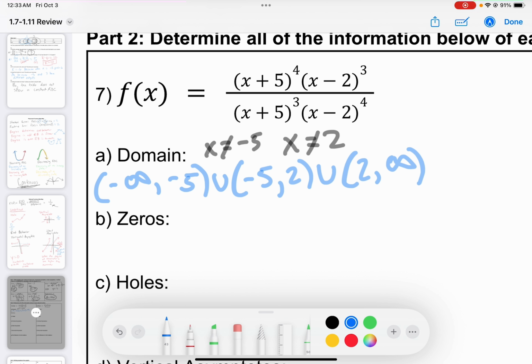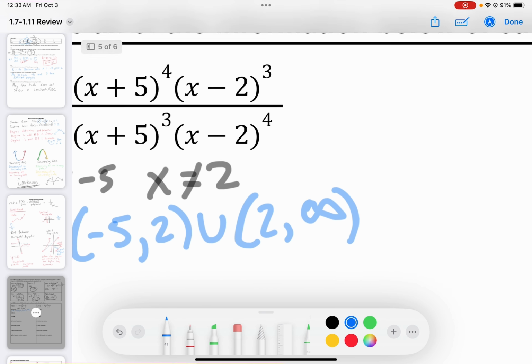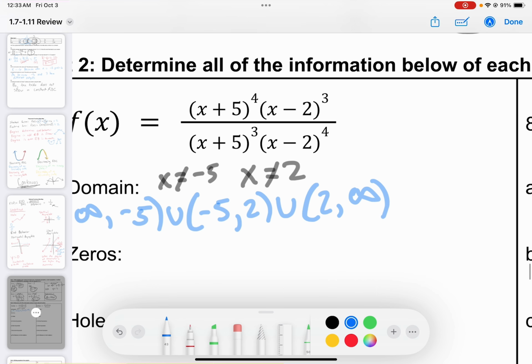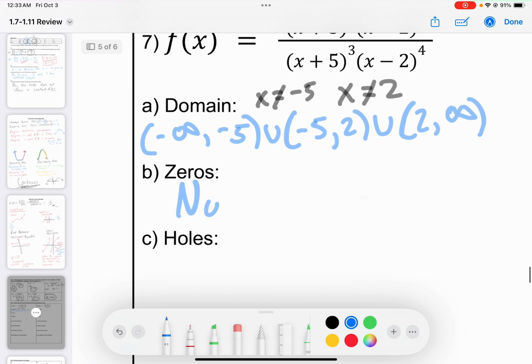All right, let's do our zeros next. Our zeros are where we get 0 only in the numerator. So I'm going to zoom in on the numerator, but look, this also appears in the denominator, so it cannot be a 0. Same thing here. x plus 5 exists in the numerator, but it also exists in the denominator, so it cannot be a 0. So we actually have no zeros to this function, no x-intercepts, none.